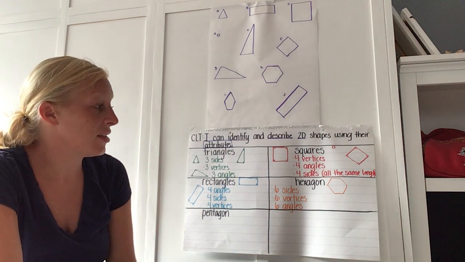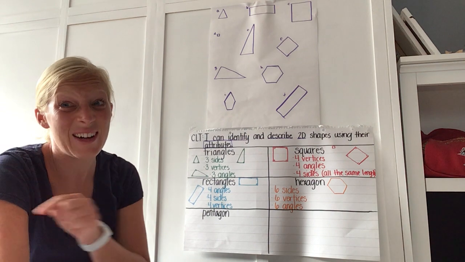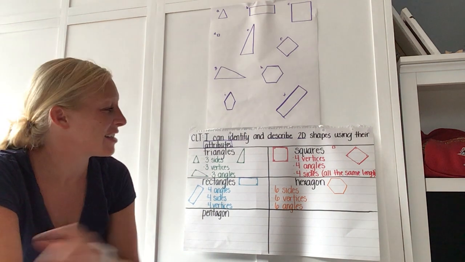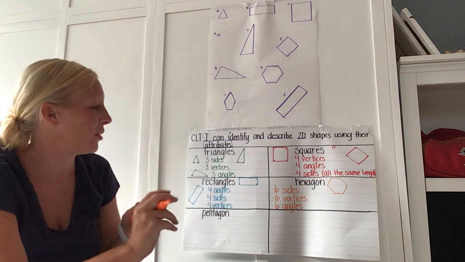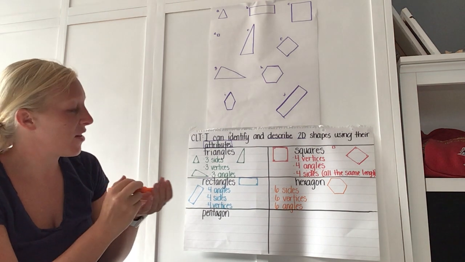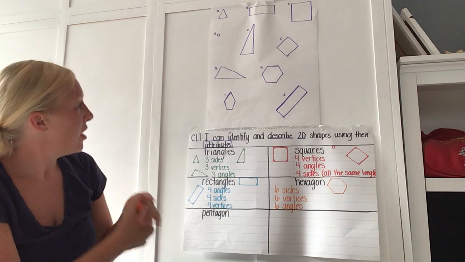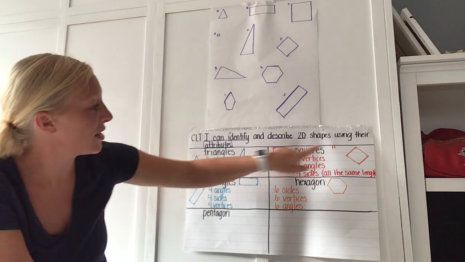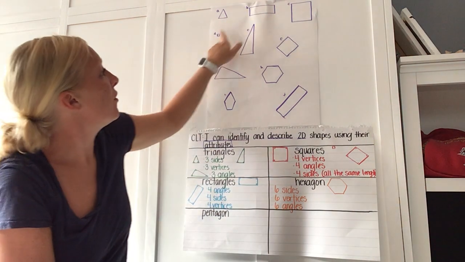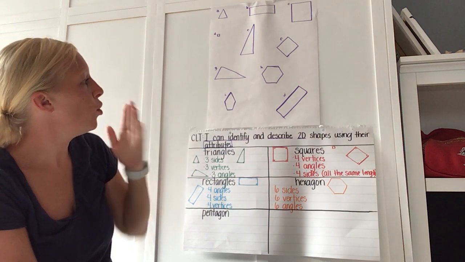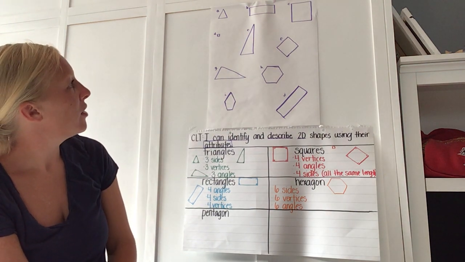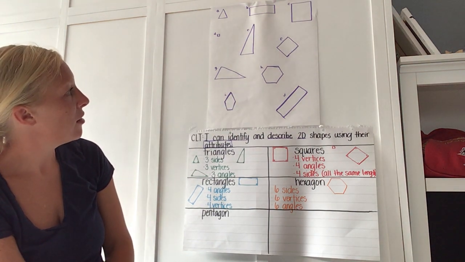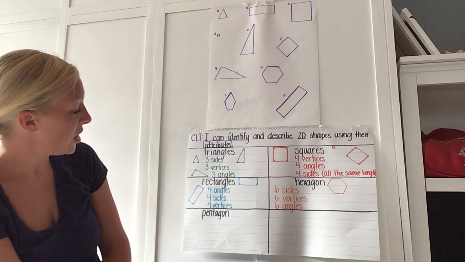Somebody's telling me that they've seen a hexagon drawn a different way. We're going to look and see if we can find some hexagons to add to our chart. Absolutely. Let's see if we can find our last shape. So we had 1, 2, 3, 4, 5, 6, 7, 8. 1, 2, 3, 4, 5, 6, 7, 8, 9, 10. Ooh, we're actually missing maybe 2 shapes.